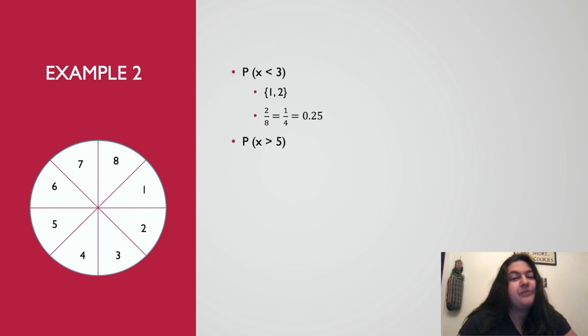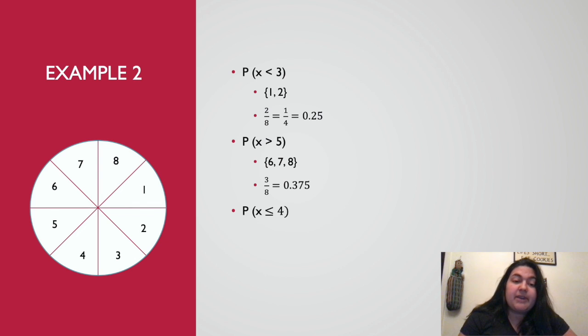Not doing all your work for you. Okay, I really hope you said 6, 7, and 8. That gives us 3 favorable outcomes over 8 possible outcomes, and that reduces down to 0.375. This is our last one for this example, I promise.